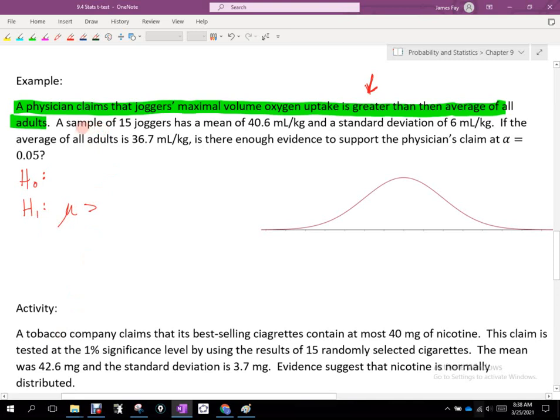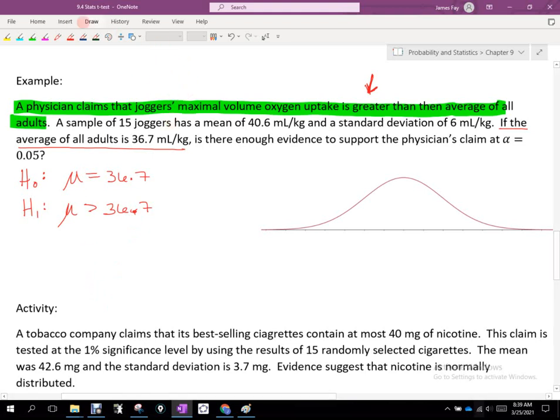It says a sample of 15 joggers has a mean of 40.6. It says if the average of all adults is 36.7. So this is verbalized a little bit differently, because in all the other examples we've seen, like in this highlighted statement, that's where they would present one of the hypotheses, or the complete hypothesis. Here it's kind of broken up. We come down to this statement, if the average is 36.7, does it make sense to put 36.7 there? Then because it said greater, this would be greater than 36.7.